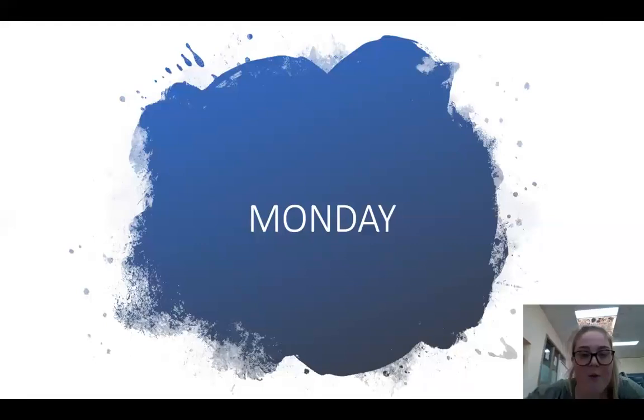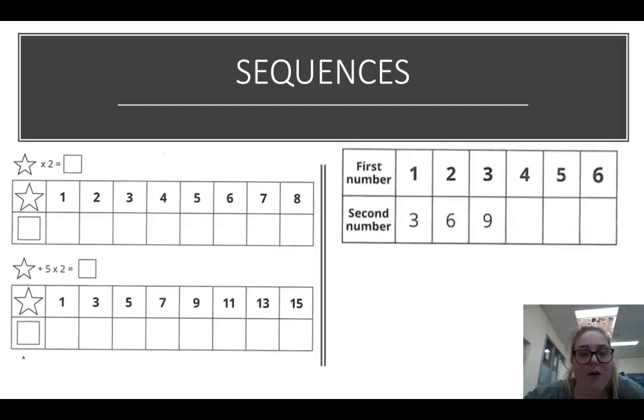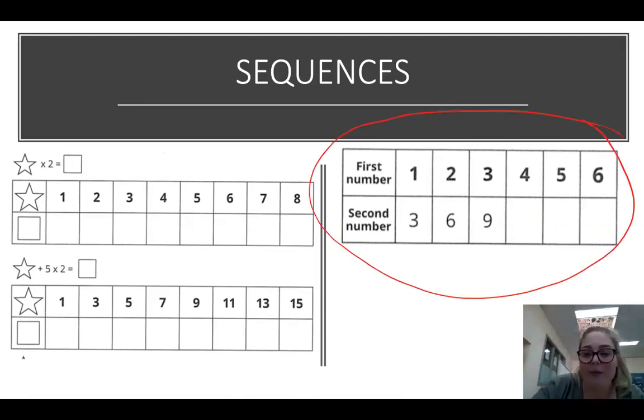First off, we have Monday. So on Monday, we are going to be looking at sequences. So for our sequences, we have two separate activities. We have this first one here, and here you are looking at filling in the blanks. So we're looking at the number sequences.